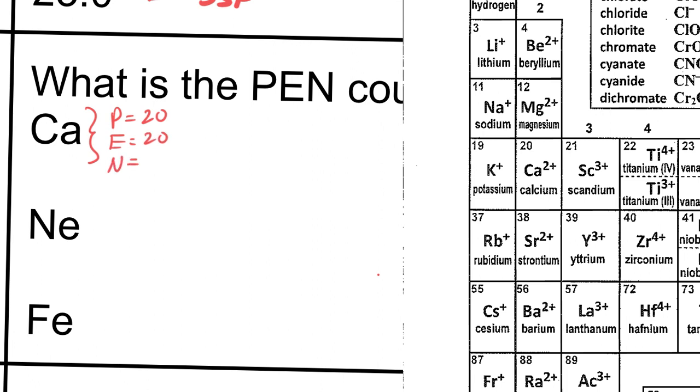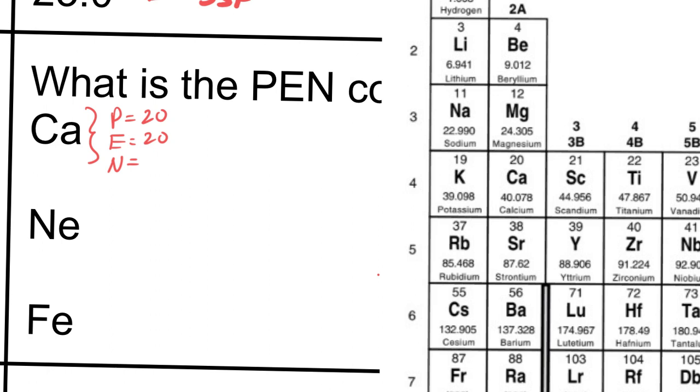And then for the number of neutrons, what we're going to do is look at the mass and subtract the number of protons. Now, I'm going to switch periodic tables here to give us a better view of the mass. So here is the mass of calcium. Notice the mass is 40. We're going to take that number and round it to the nearest whole number. That gives us 40. Then we subtract the number of protons, and that gives us a total count of 20. So the numbers that we're interested in here for the PEN count are 20 for the protons, 20 for electrons, 20 for the neutrons.